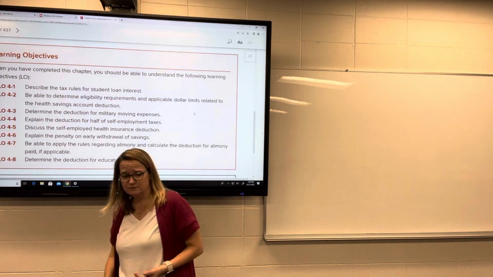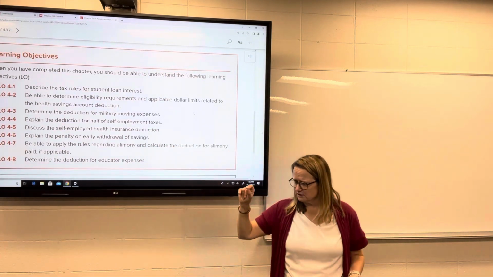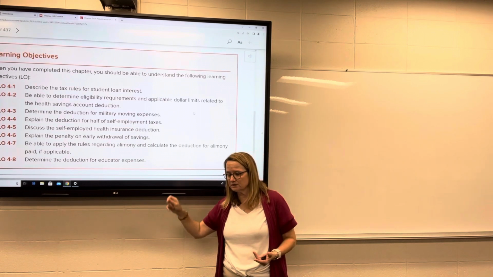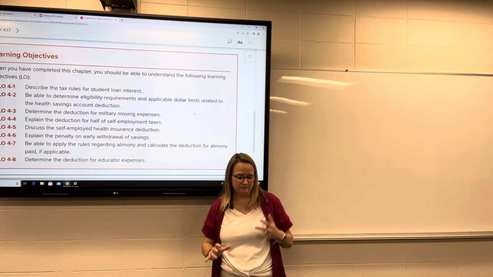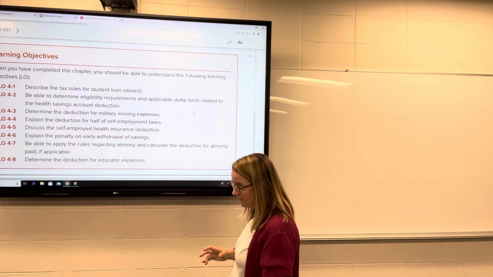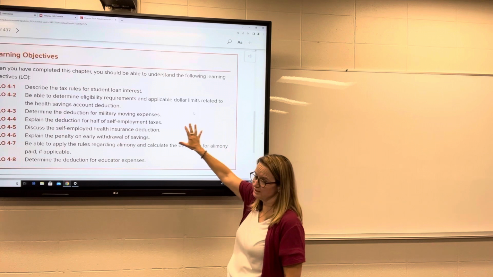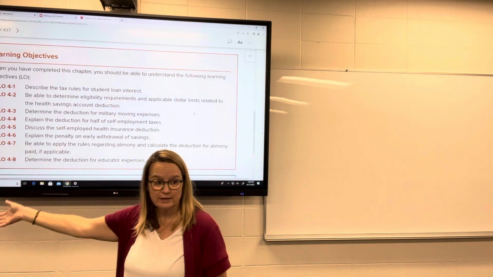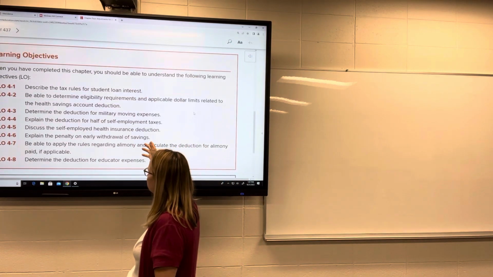Health savings accounts. I don't know if we covered health savings accounts a little bit in payroll accounting. We talked about them from the perspective of employees that contribute to health savings accounts. So there is a for AGI deduction for contributions to health savings accounts that we're going to go through as well. Military moving expenses.